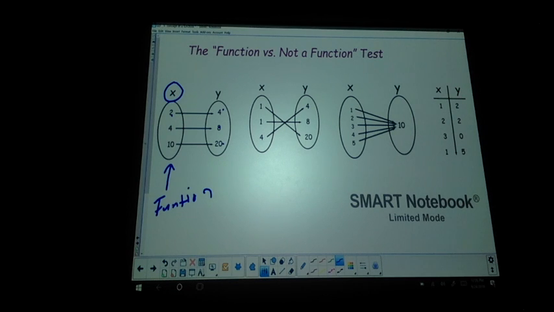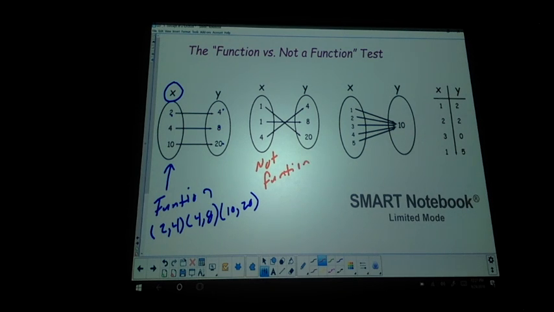Okay? And again, I could make these ordered pairs. This could be (2, 4), (4, 8), (10, 20). It's just one way they have it mapped, one way you can put it as ordered pairs. What about this second problem? I have (1, 20), (1, 8), (4, 4). Is there a repeat of the x values? Yes. So it's not a function.